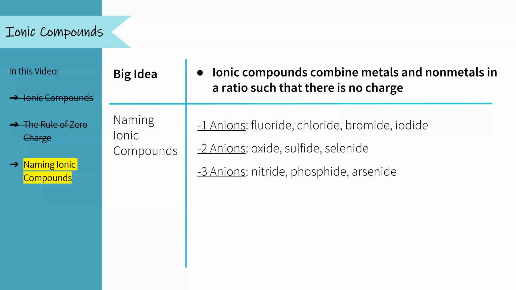So anions with a -1 charge include fluoride, chloride, bromide, and iodide. Anions with a -2 charge include oxide, sulfide, and selenide. And anions with a -3 charge include nitride, phosphide, and arsenide.